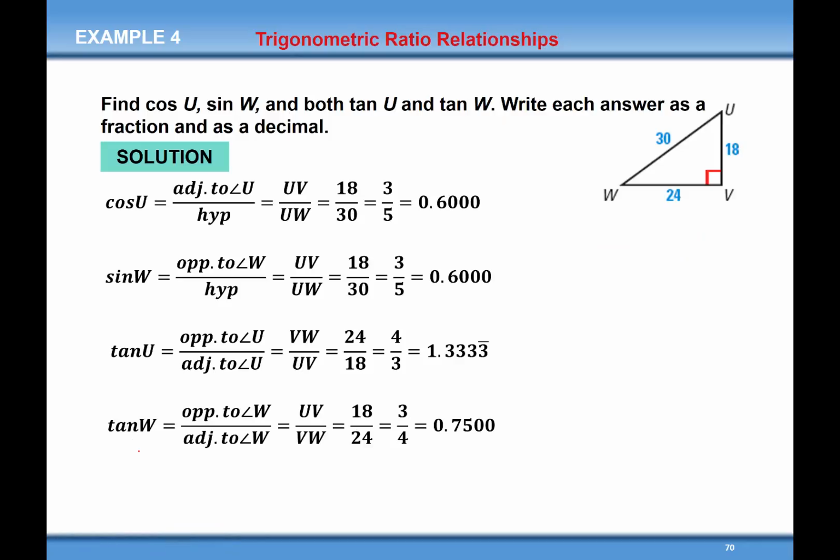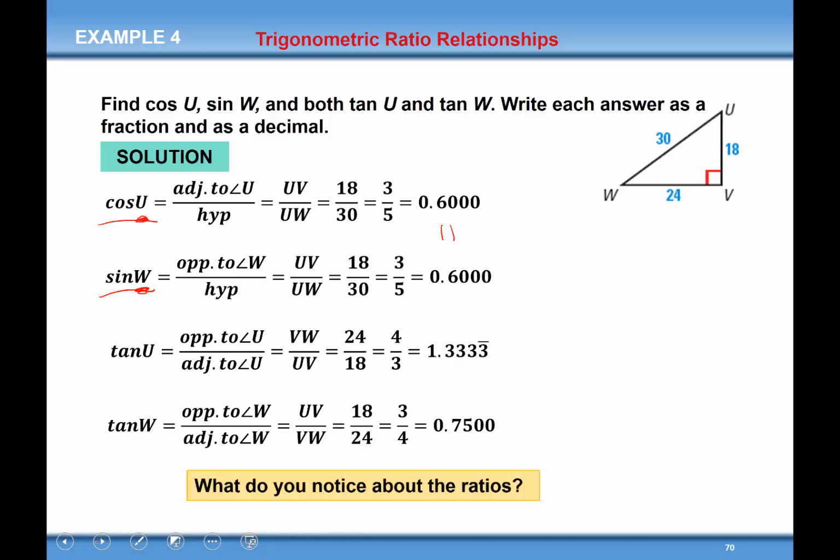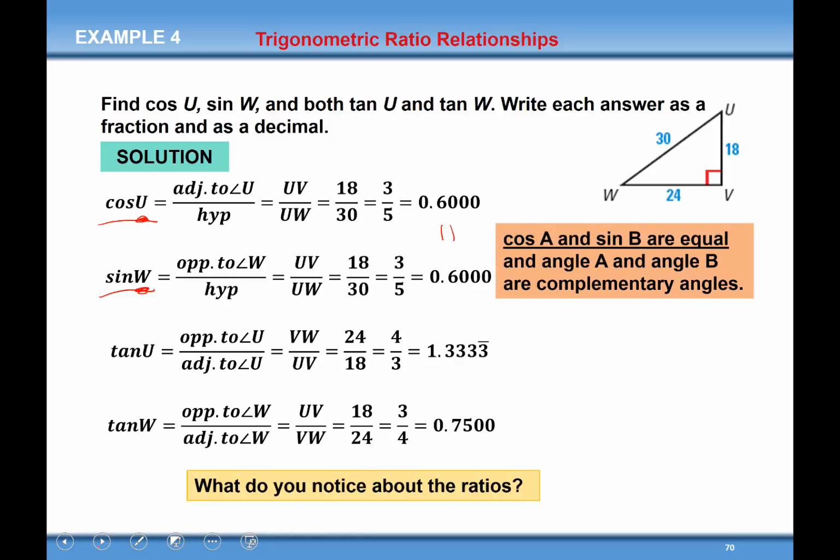So what I want you to notice here is if we take the cosine of u and the sine of w, remember u and w are complementary, you'll notice that they are equal to each other. So the cosine of one angle is equal to the sine of the other angle. Again, the cosine of one angle is equal to the sine of its complement.